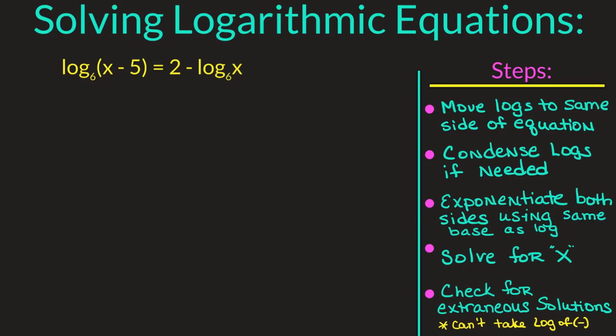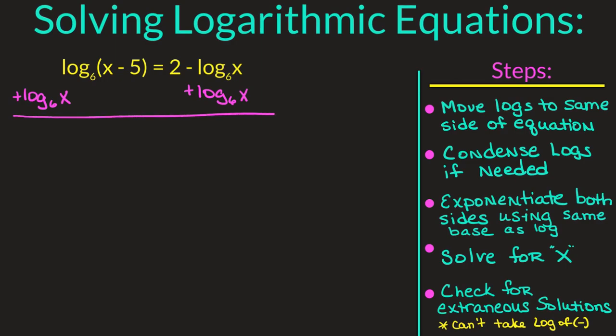In this one, our first step says that we need to make sure our logs are on the same side of the equation. In this case, it is not. We need to move one of the logs to the other side. I'm going to move the log base 6 of x, so I'm going to add log base 6 of x to both sides. You can only do this when the bases are the same.